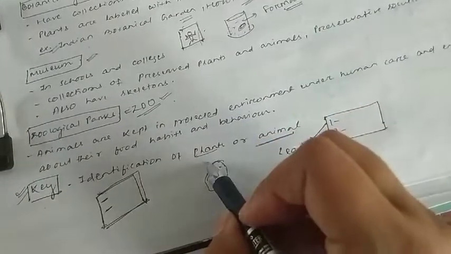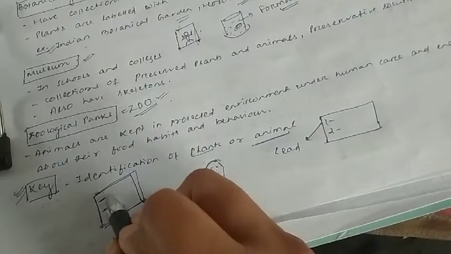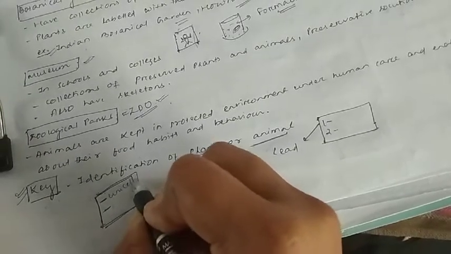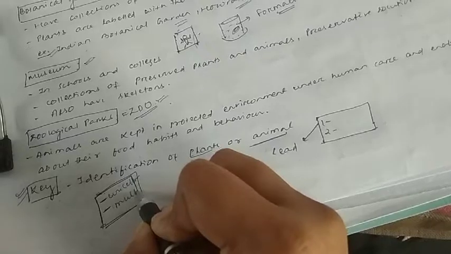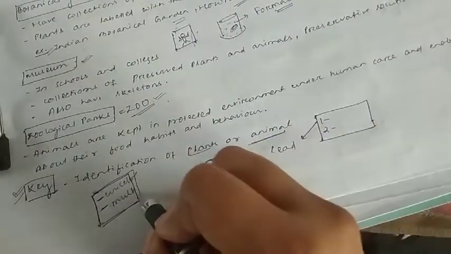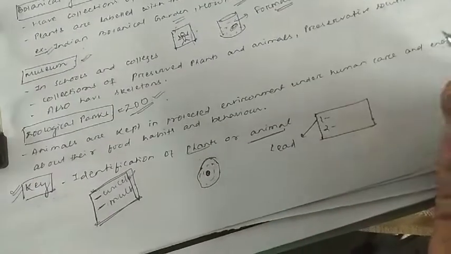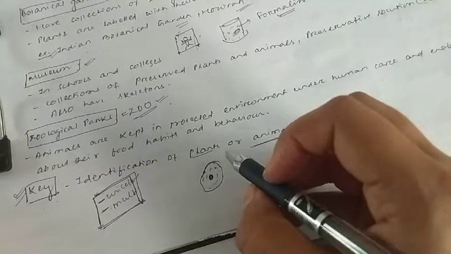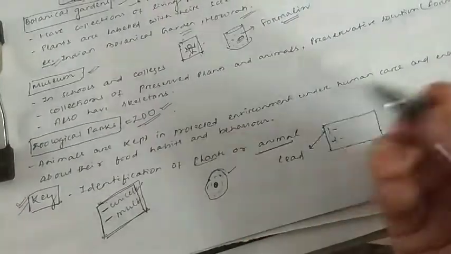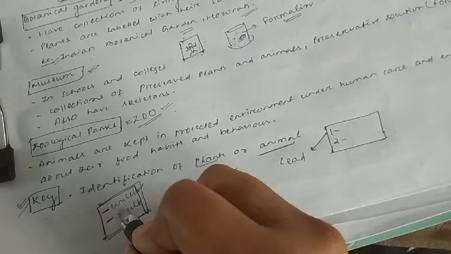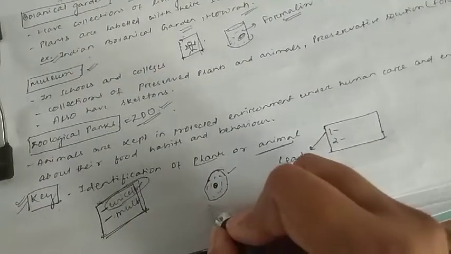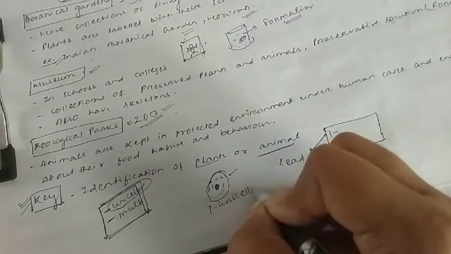So first you will take a key, and this key will contain two statements. One statement will ask whether it is unicellular or multicellular. Unicellular means it has only one cell, and multicellular means it has more than one cell, right? So you first have to identify under a microscope whether it is a unicellular or a multicellular organism. Suppose you found it to be a unicellular organism. So now you know one characteristic, that this one is unicellular.